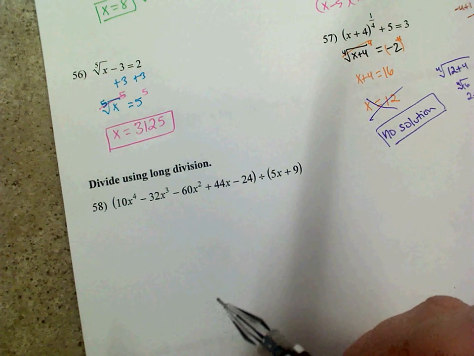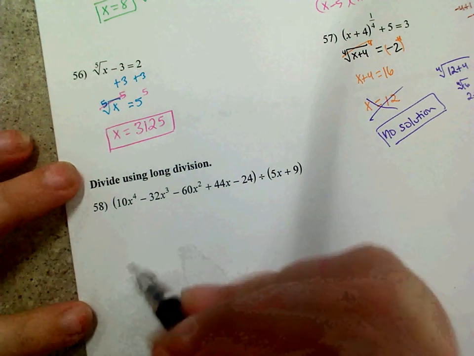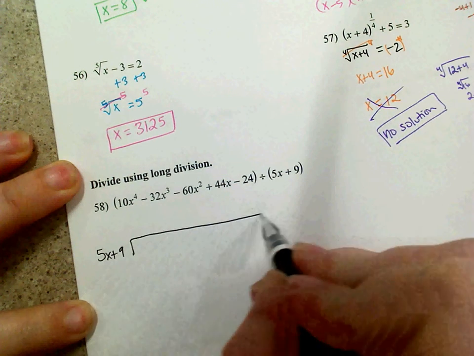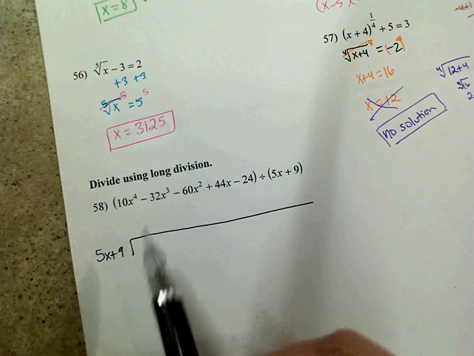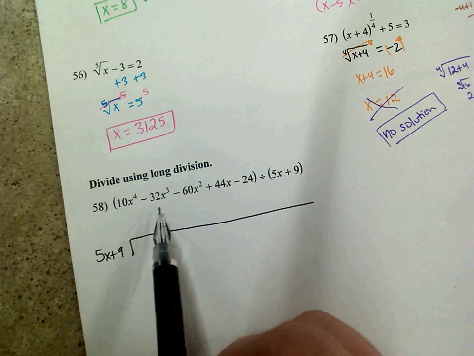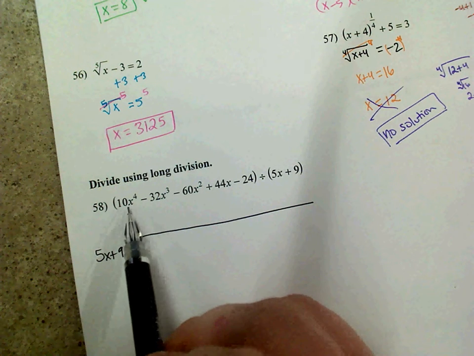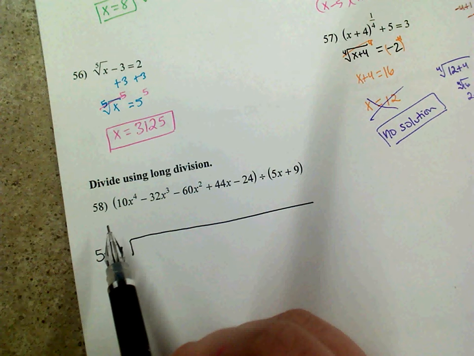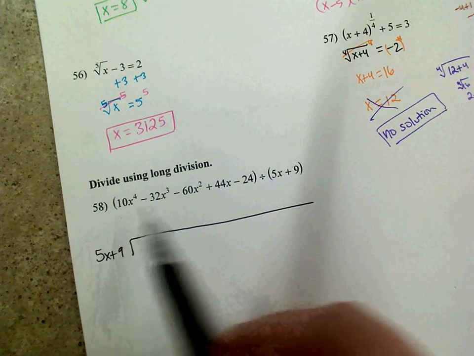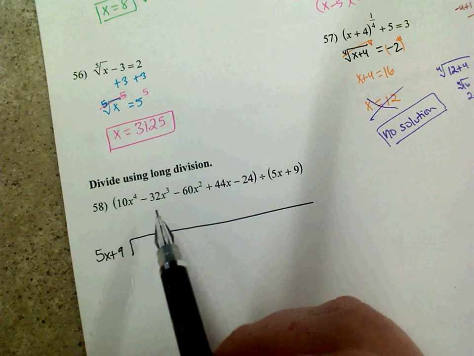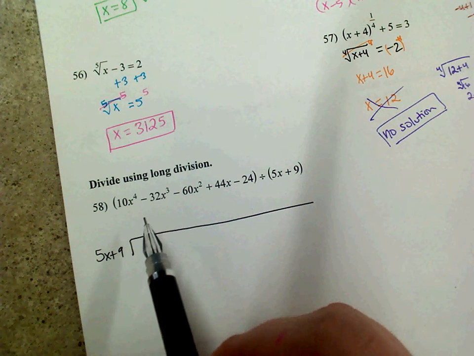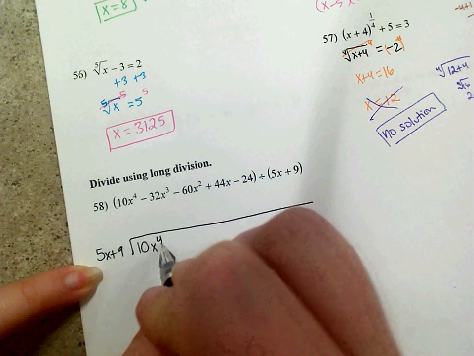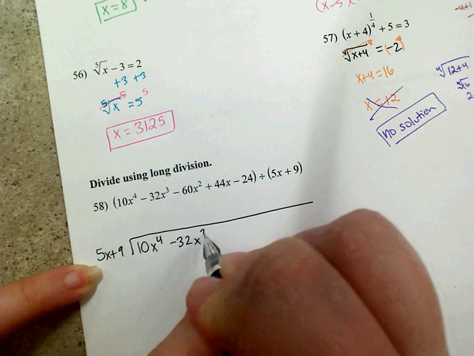Okay, so we've got 5x plus 9 is being divided into, okay, so here's the thing. On this right here, all of these numbers are divided by, well, no, you can't divide this by 2. It's not an equation. So you got to leave it as it is. So even though they're all even, you do have to leave it as it is. 32x cubed minus 60x squared.